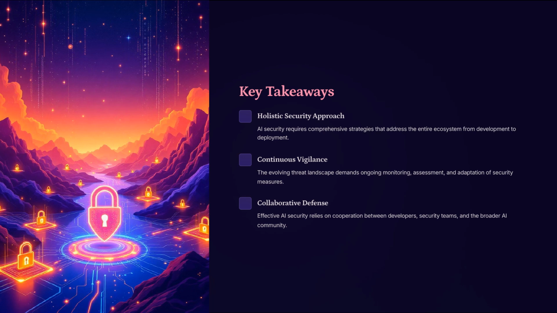Next, given the ever-evolving threat landscape, continuous vigilance is crucial. Organizations must commit to ongoing monitoring, regular assessments, and the ability to adapt security measures swiftly in response to new threats. Finally, effective AI security thrives on collaboration. It's vital for developers, security teams, and the broader AI community to work together, sharing insights and strategies to strengthen our defenses. Our next slide will explore practical steps to implement these strategies effectively.